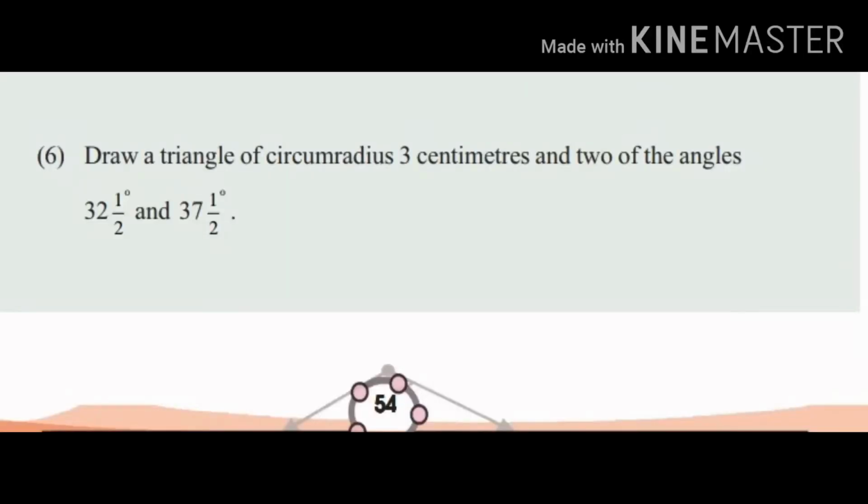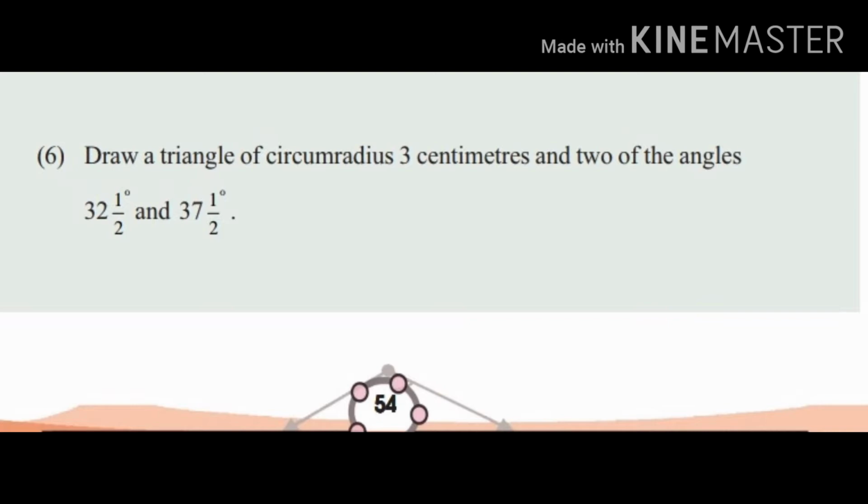Next is question number 6. Draw a triangle of circumradius 3 cm and two of the angles 32.5 degree and 37.5 degree. Okay, here only the circumradius is given. The sides are not given. Sides of the triangle are not given.